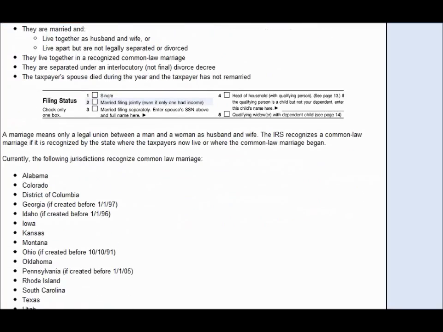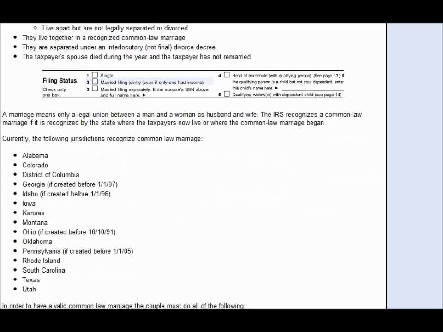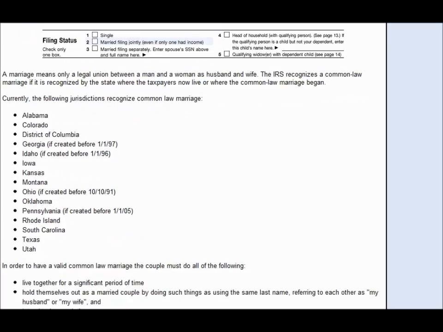Notice, the definition of marriage only means a legal union between a man and woman as husband and wife. As of now, the IRS recognizes a common law marriage if it is recognized by the state where the taxpayer now lives or where the common law marriage began. Note below the listed jurisdictions that recognize common law marriage. As you can see, for certain states, such as Georgia, Idaho, Ohio, and Pennsylvania, please remember to ask your client, when was the common law marriage created?